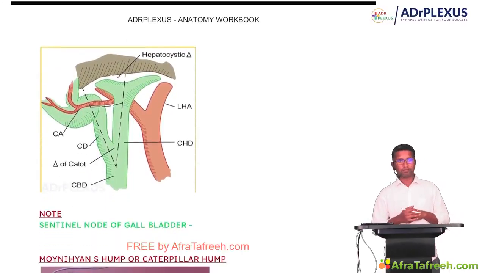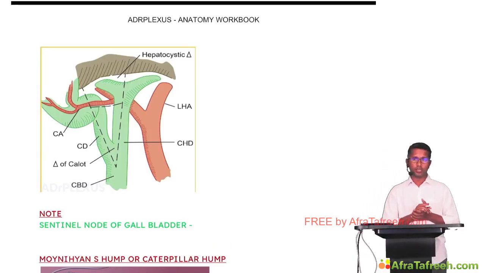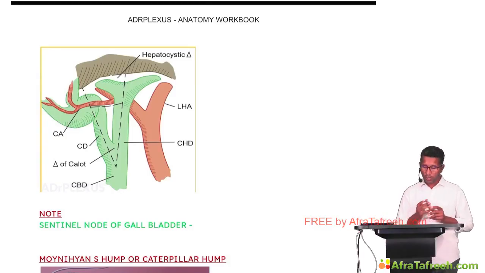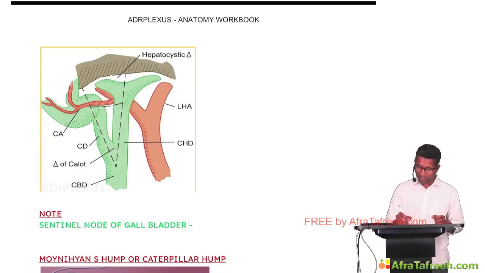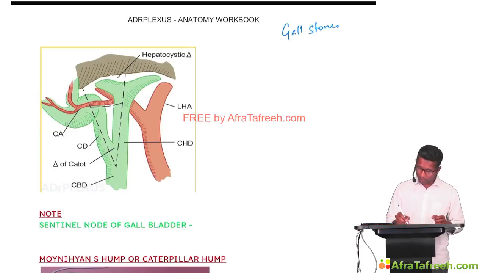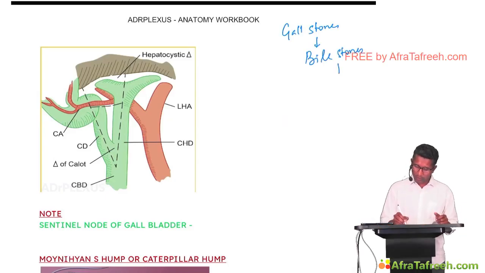When you see the anatomy around the cystic region, it's very important, because you all know that the gallbladder is more prone to gallstones. Gallstones are usually formed in the gallbladder, and most of the gallstones are bile stones, and usually these bile stones are radiolucent stones.